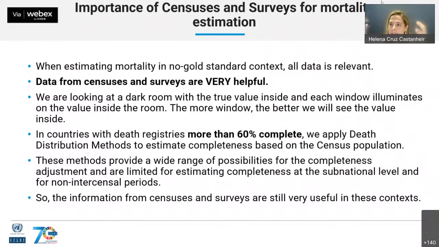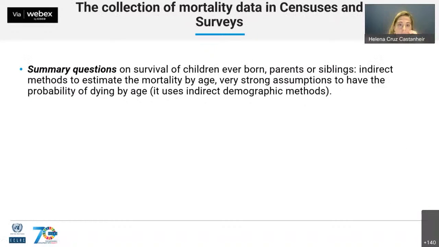So the more window we have, the better we will know the estimate, what the true value in the middle is. So it's very, very helpful, and better will be our estimations. So how are they usually collected in census and surveys? Stephanie already went through this in more detail, so I will just summarize it here very quickly.